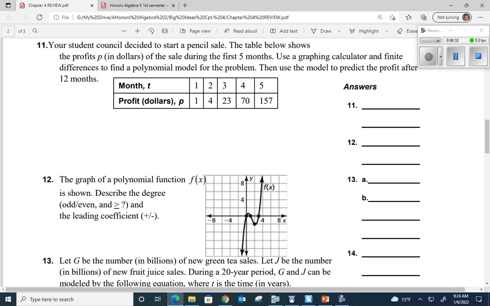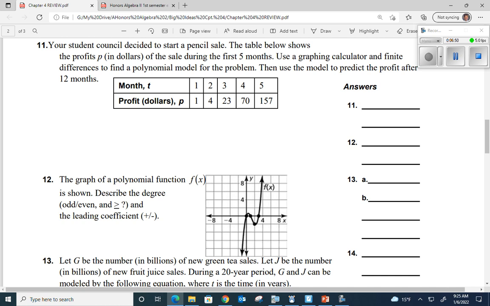7 minus 3 is 4. Oh, geez, thank you. Actually, 57, isn't it? No, 47. You're right, thank you.